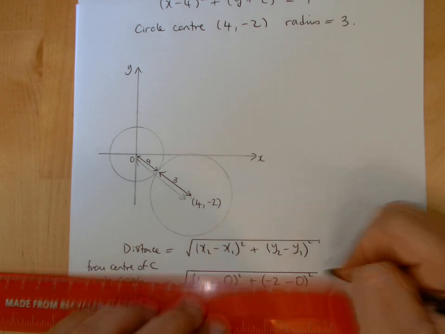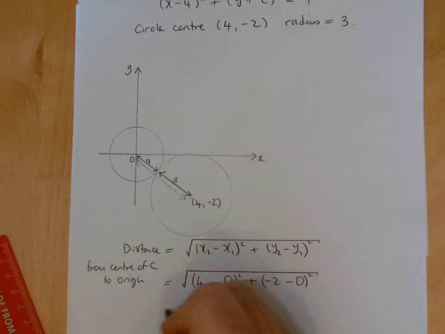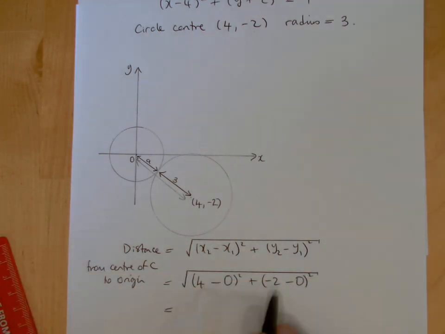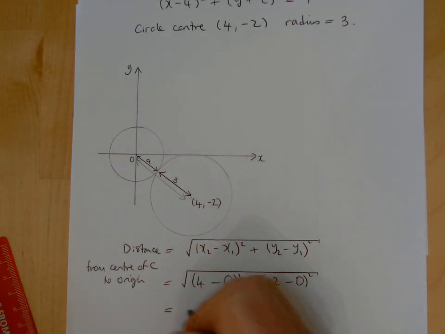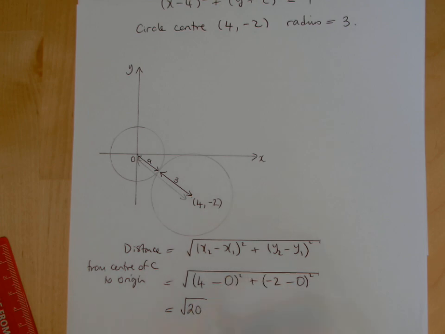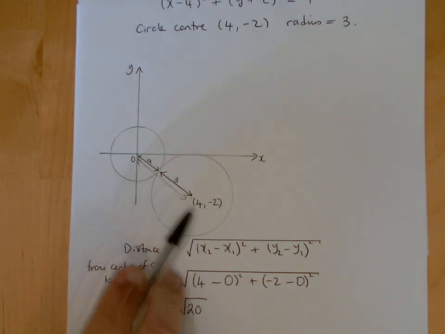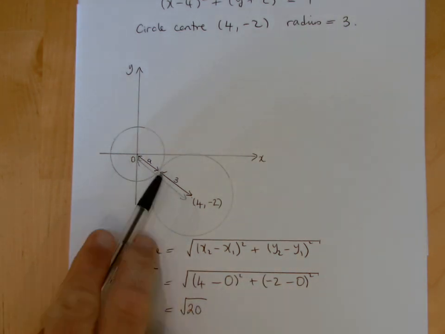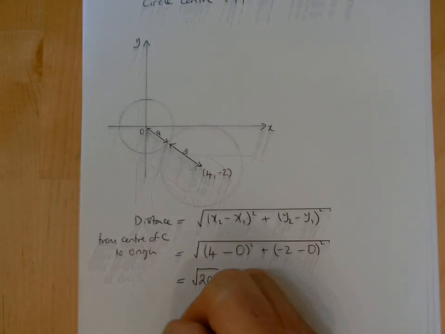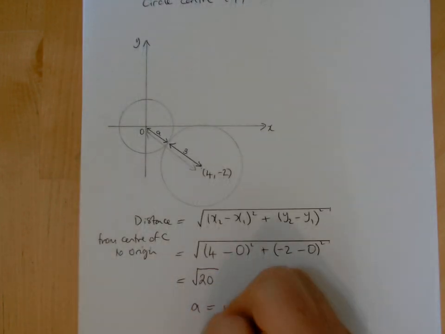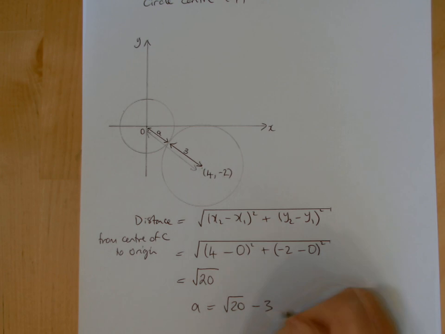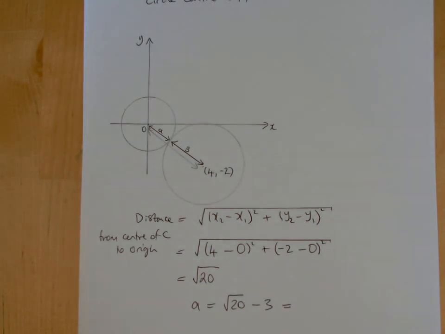That will be 16 when you square it, and that will be 4. So that'll be the square root of 20. So we know that distance there is the square root of 20. If I take away the 3 from it, I will get a. So square root of 20, take away 3, will give me my value for the radius of the second circle.